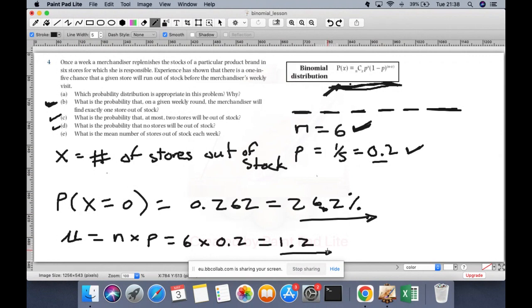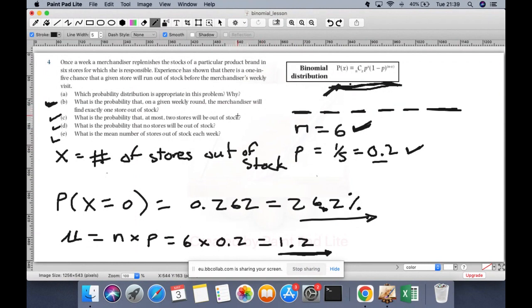I know 1.2 stores may not make sense, but if you want to round it, you would obviously have to show the working of how you got the decimal, and as a statement, you can say almost one store on average is out of stock each week. All right, I hope that gives you a good understanding of the binomial distribution. I encourage you to work through these questions, and this should give you a really good understanding of binomial distributions.